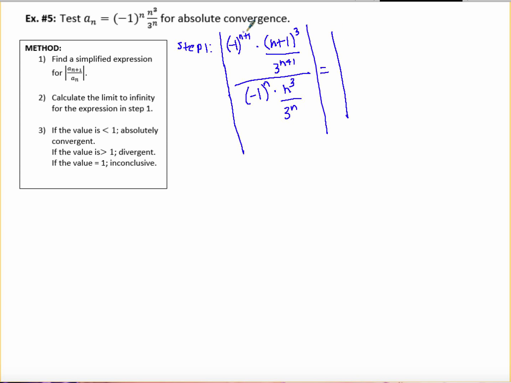Negative 1 to the n plus 1 power, using my exponent rules that we just went over, starts with negative 1 to the nth power times negative 1 to the first power. Then we've got n plus 1 to the third. Okay.